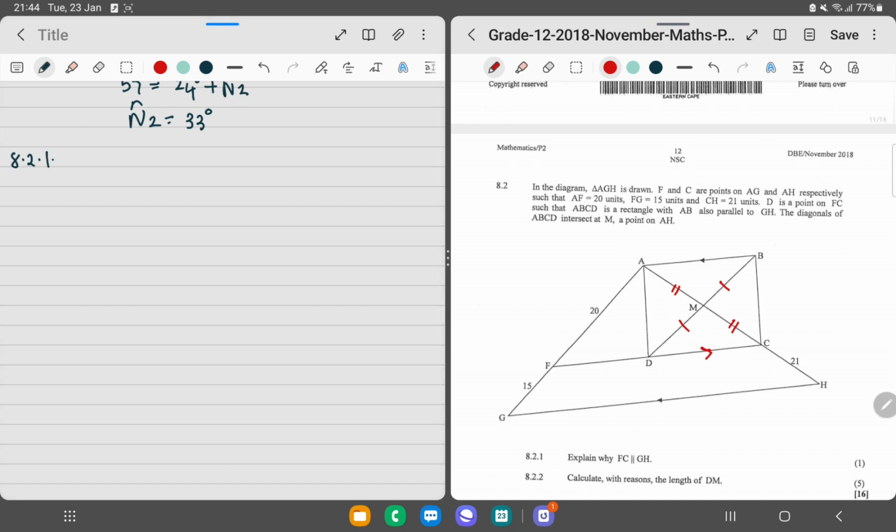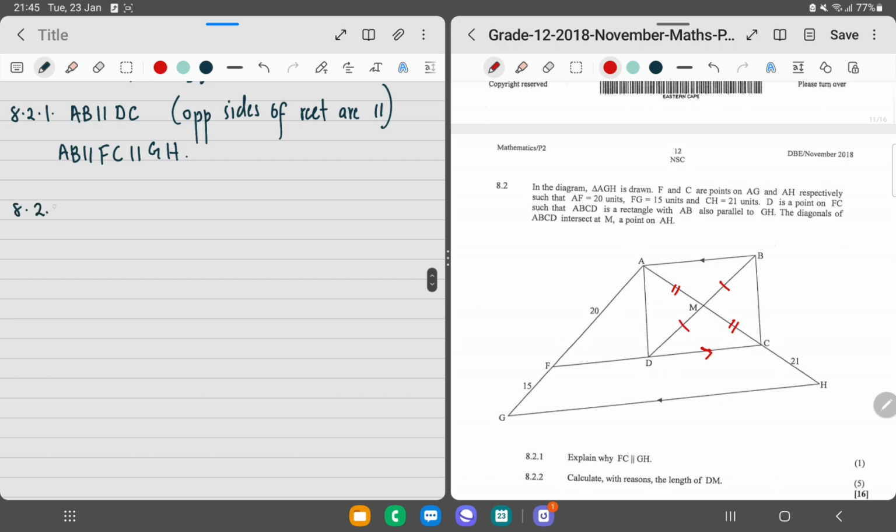8.2.1. Explain why FC is parallel to GH. Well, this is because AB is parallel to DC, opposite sides of a rectangle are parallel. So it means that AB is parallel to FC, which is parallel to GH. 8.2.2. Calculate with reasons the length of DM.